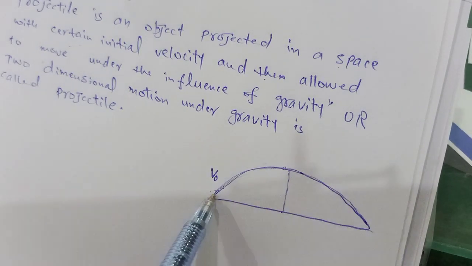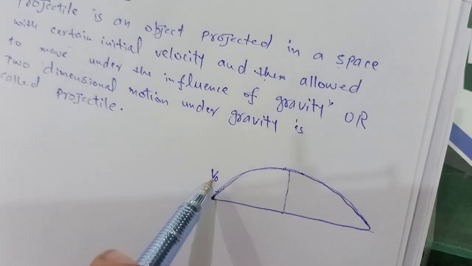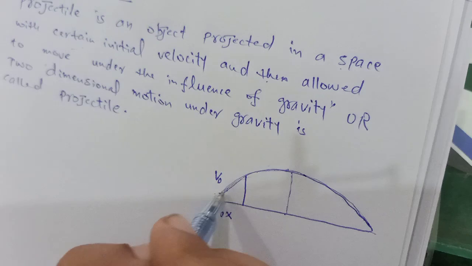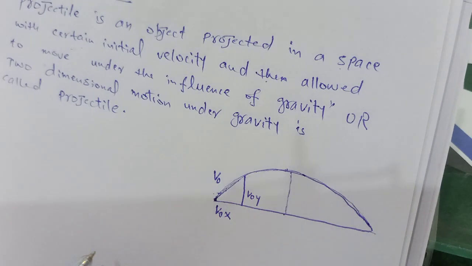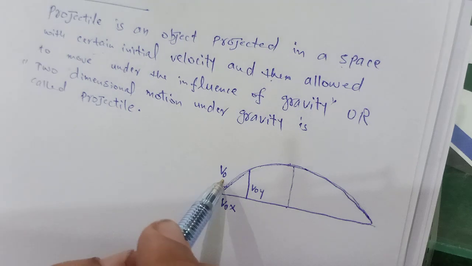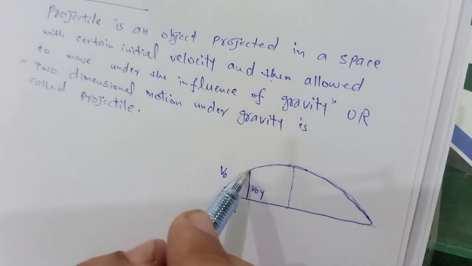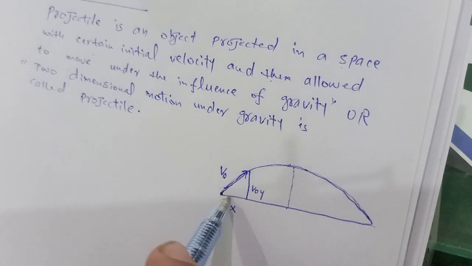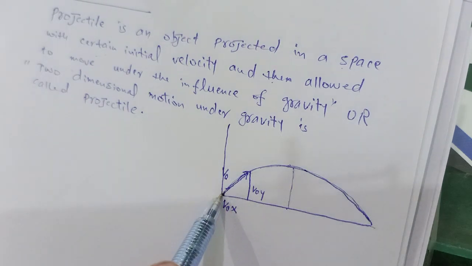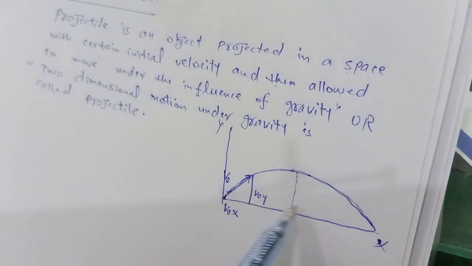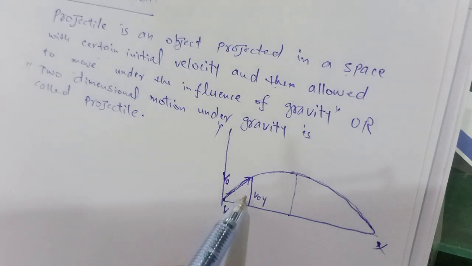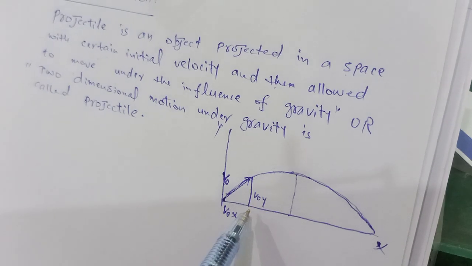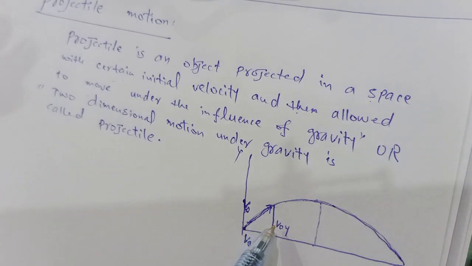During the course of its journey, the projectile has two components of velocity. That is, V naught X component and V naught Y component. V naught is the initial velocity of the projectile, and as you know the velocity is a vector quantity. So a vector in the XY plane has two components. A projectile motion is actually two-dimensional motion in the XY plane, so its velocity will have an X component and a Y component. Clear? So this is the introduction of projectile.